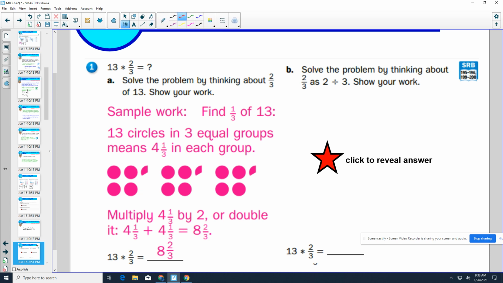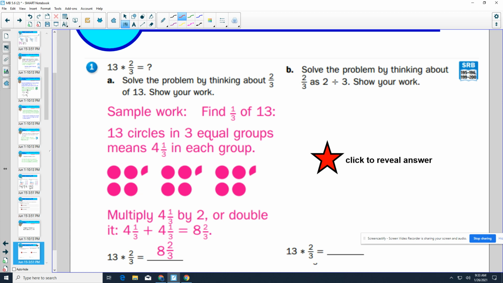First they found 1/3 of 13, and then they were able to add the 2 together. Or you could just multiply 4 1/3 by 2, or double it. Okay. Personally, I like the strategy that we did better, but you can do either one.